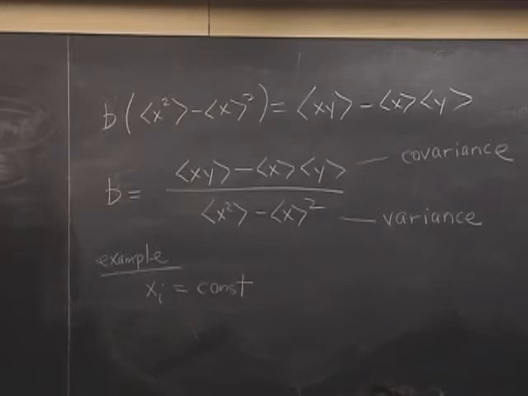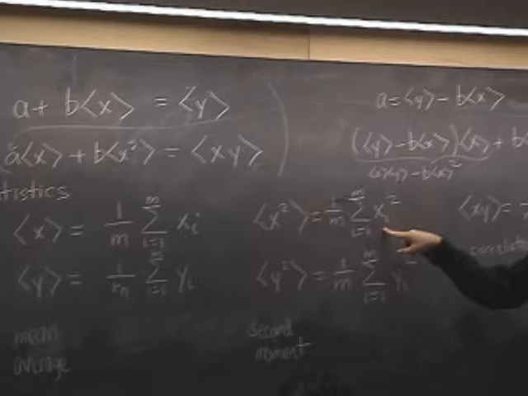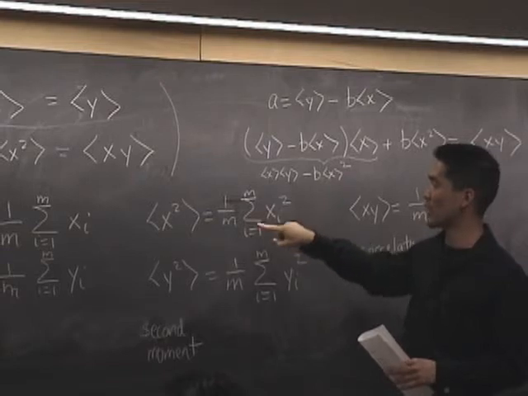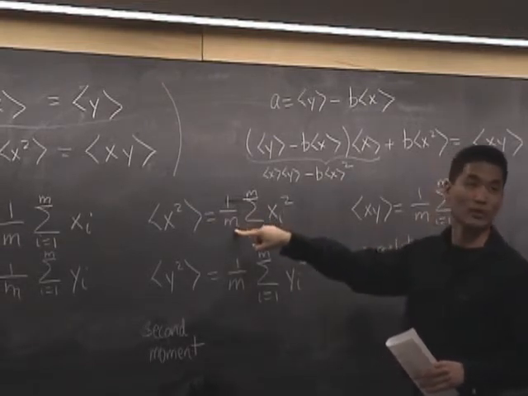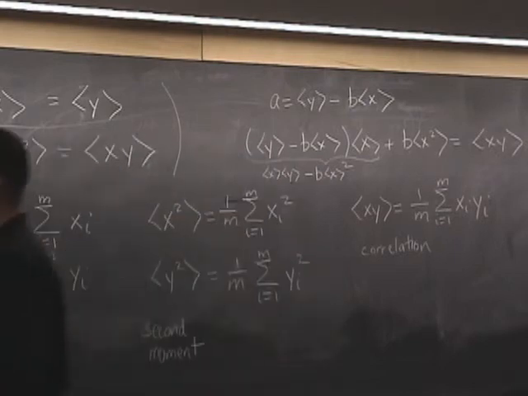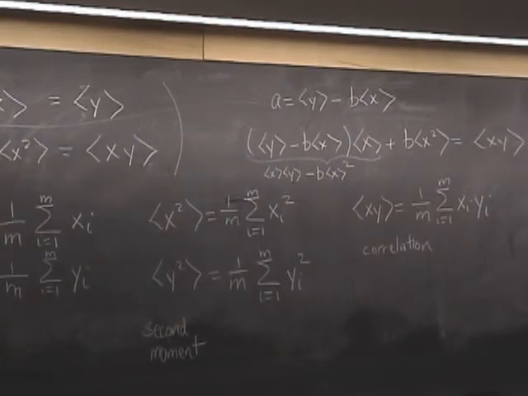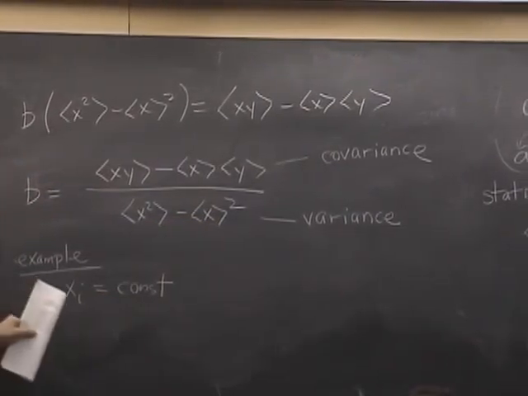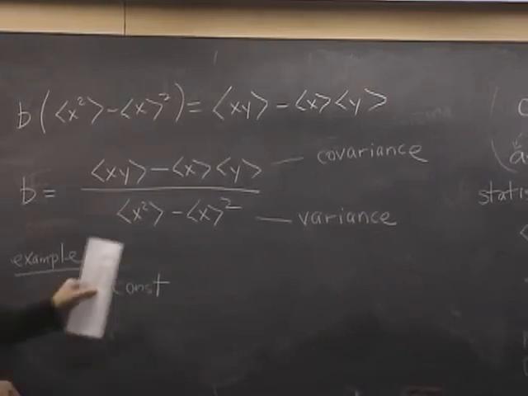So if xi is a constant for all i, then the mean of x is just the same as that constant. And the mean of x squared is just equal to that constant squared, because this sum over a constant value is just m times that constant value, and that cancels out the 1 over m. So the mean of x squared is that constant squared, and then this difference is identically 0. So if there's no variation at all in x, this variance is 0.